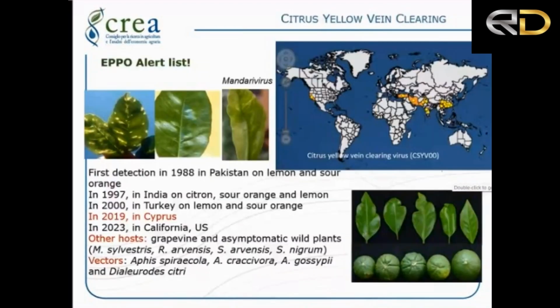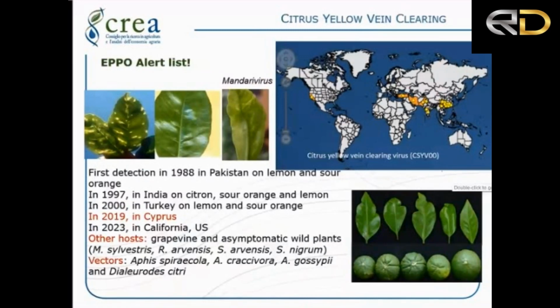Citrus yellow vein clearing virus only recently appeared on the EPPO alert list because of the speed with which it is spreading in some areas. It was detected for the first time in 1988 in Pakistan on lemon and sour orange plants. And then it moved to India, where it was detected in 1997, and also to Turkey in the 2000s on lemon and sour orange.